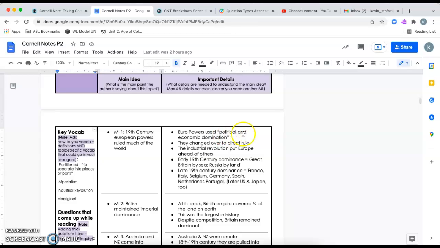Since I have Euro powers use political and economic domination here, I might take out "they" and just put changed over to direct rule. And that clues me in. Oh, yeah, I remember reading that. So the idea is that you can simplify these details, and that will also help you with paraphrasing, with avoiding plagiarizing the text, copying and pasting the text.